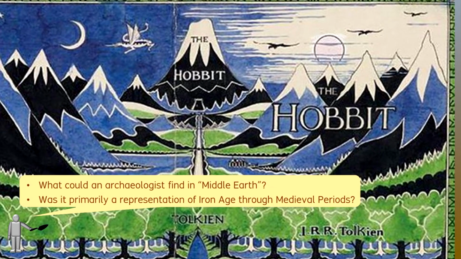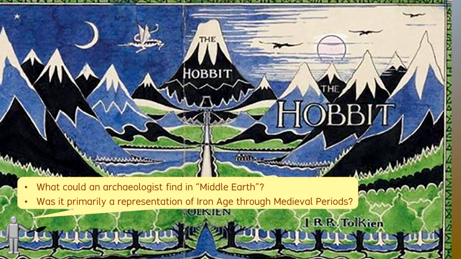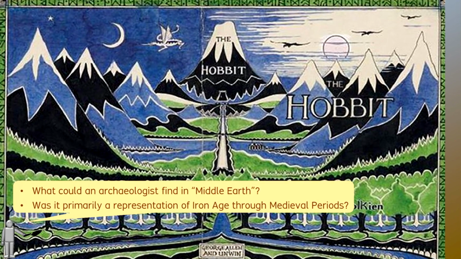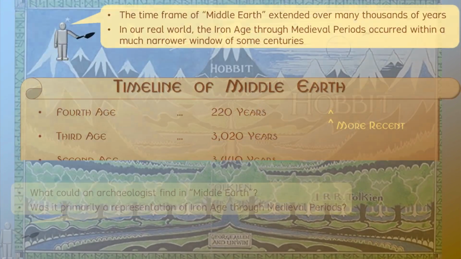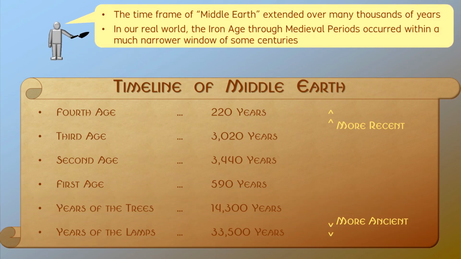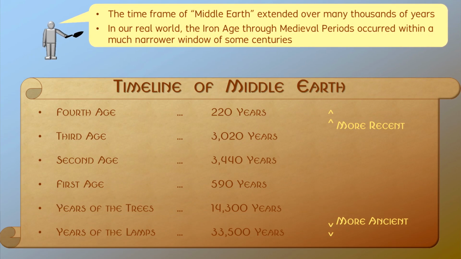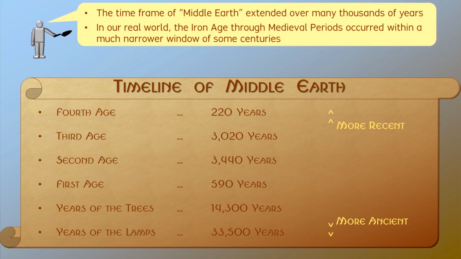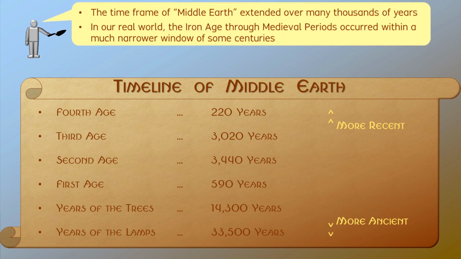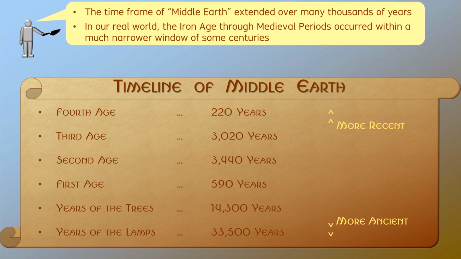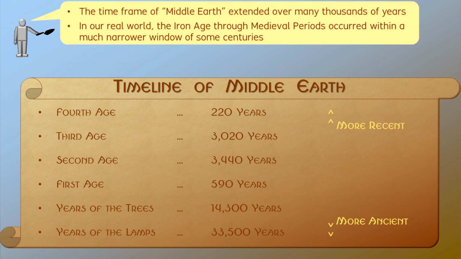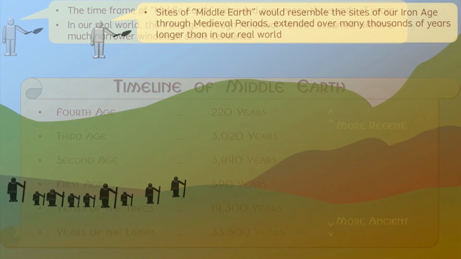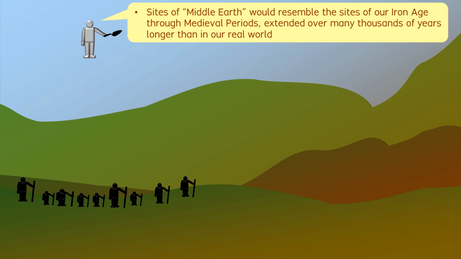For literary purposes, Tolkien's Middle-earth seems to have existed primarily, but not necessarily entirely, during an Iron Age through medieval context. This time frame in our reality extended over some centuries, but it was sustained for several millennia in the fictional world of Middle-earth. In other words, a short window of time in our world was extended over a much longer time scale in Tolkien's Middle-earth. The greater time scale of Middle-earth gave Tolkien unique opportunities in literary and narrative devices.